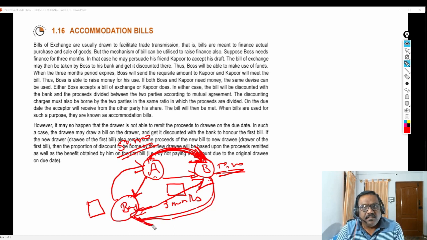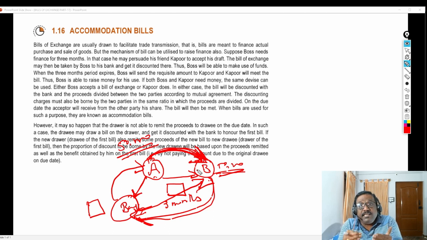What is this transaction? Is there any sale or purchase transaction that happened between A and B? No. But what type of transaction happened? It is nothing but accommodating A, not each other. What A did, he went and approached B and requested for the amount. He needs 50,000 rupees. B is not in a position to pay, but B said, don't worry A, you write a bill on me, I will accept it.